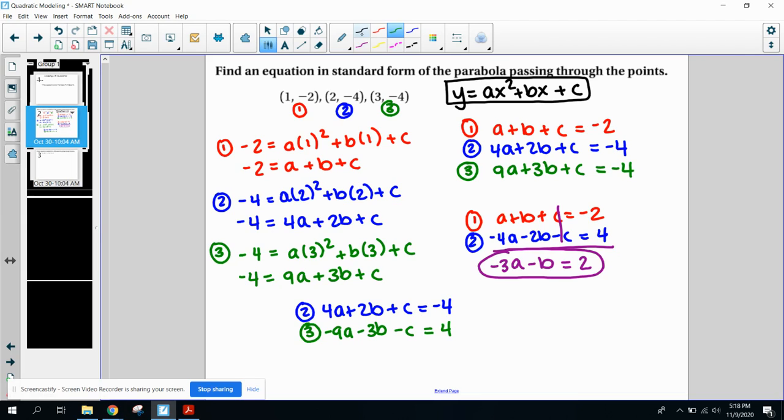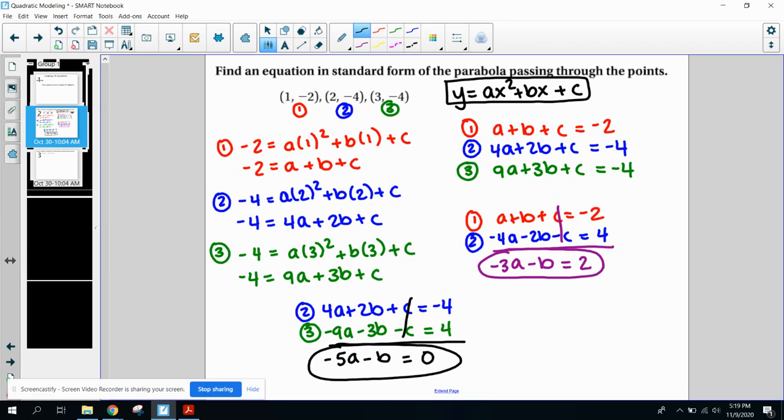And then, because I have the c's that are opposite signs, I can just go ahead and add this straight down. So 4a minus 9a is going to be -5a. 2b minus 3b is going to be -b. The c's are going to cancel out, and then -4 plus 4 is going to give me 0. So now this is equation 5. So I'm just going to circle that one.